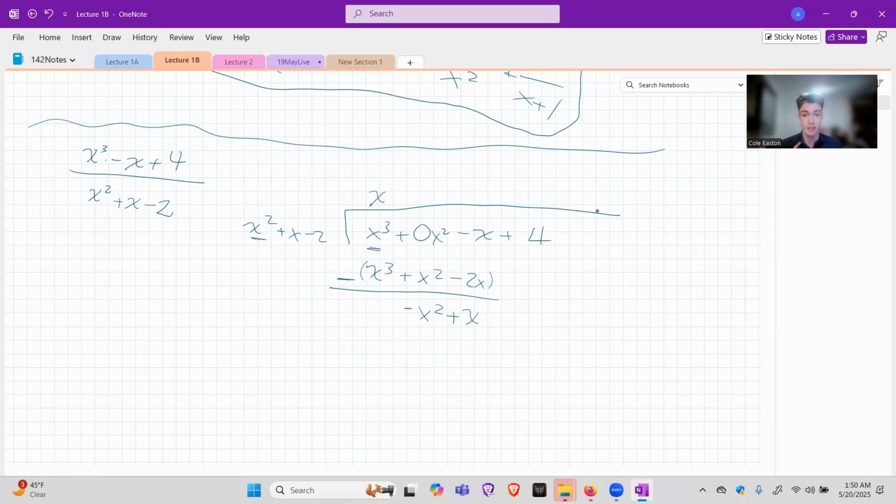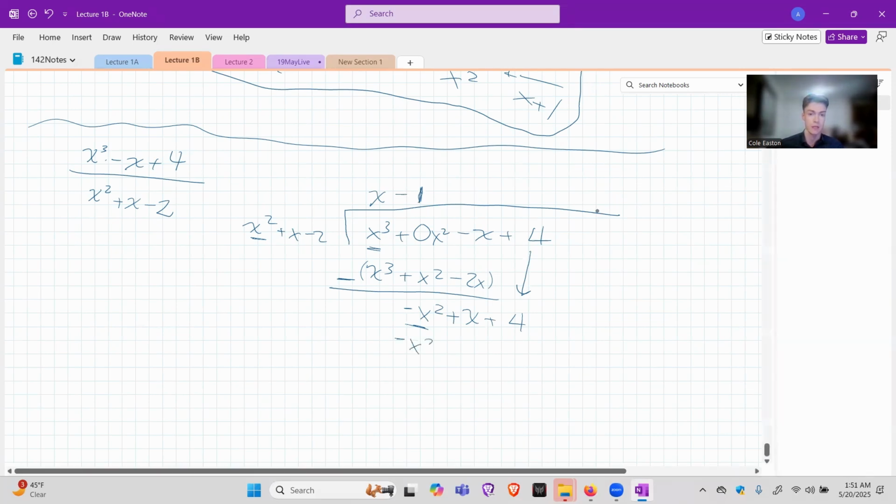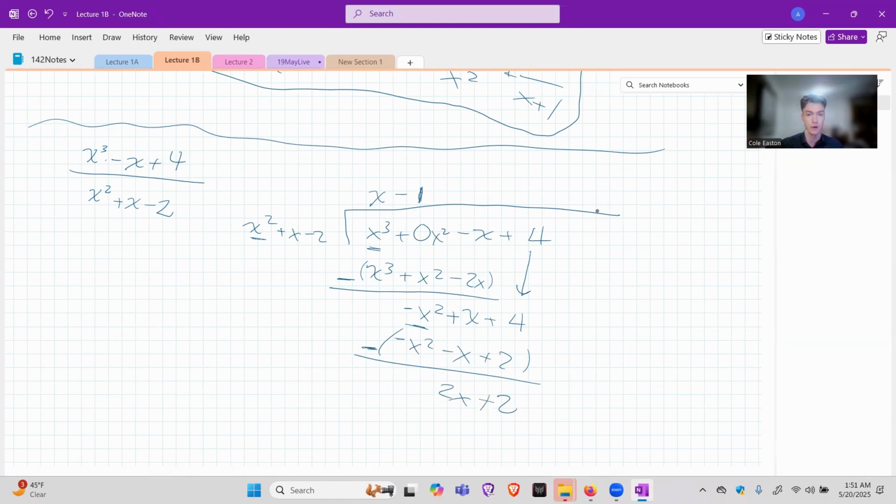Okay, so we subtracted. We're going to pull down one more term. In this case, it's our last term. We're going to say how many times does my x squared go into, once again, this first term here, and that is negative 1. I'm going to put negative 1 above it up on top. I'm going to multiply the whole thing by negative 1. So negative x squared minus x plus 2. Once again, we are subtracting. So 4 minus 2 is 2. x minus negative x is 2x. And this first term is 0.